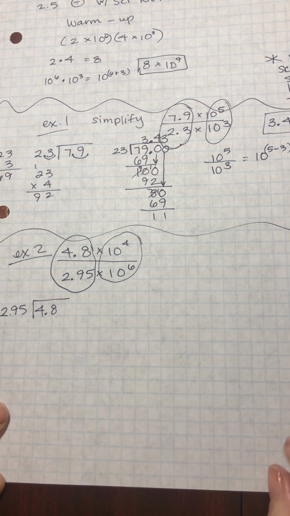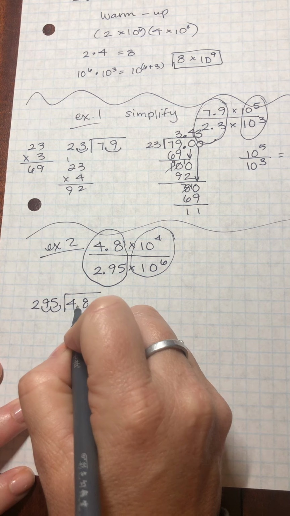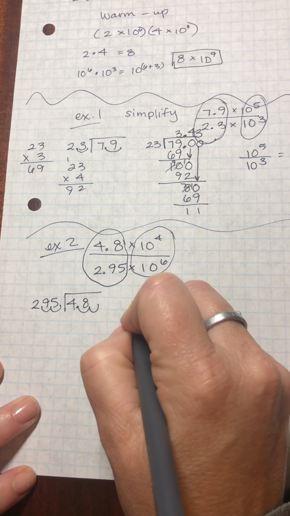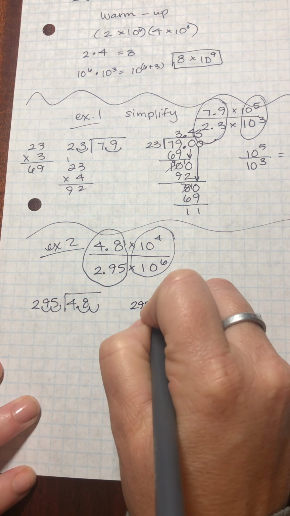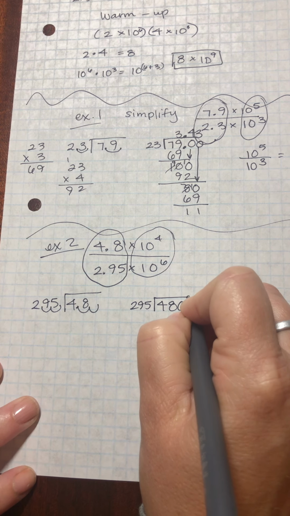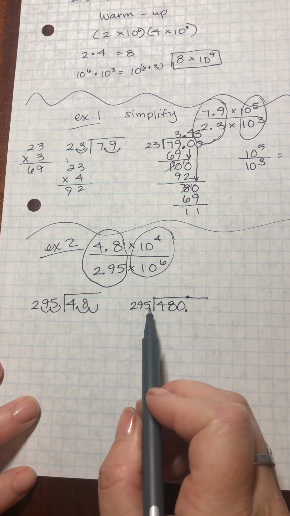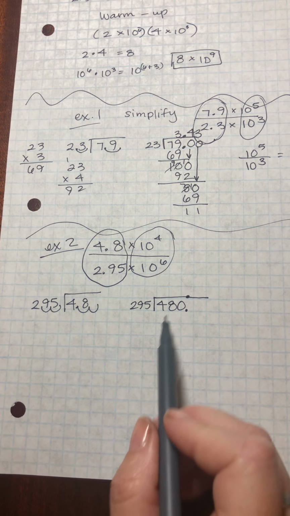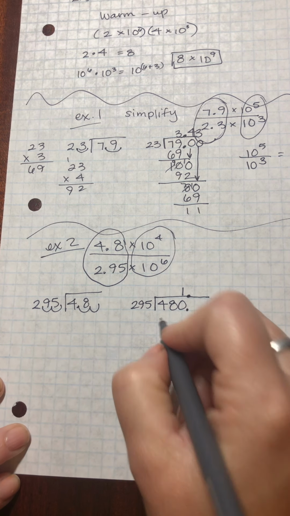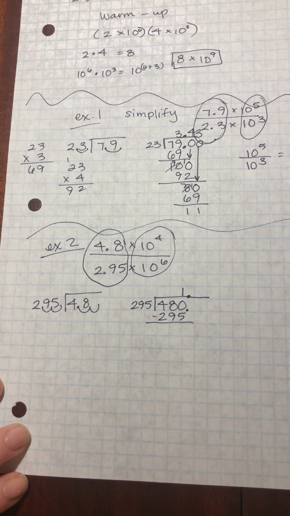Top number always goes inside. I still have a decimal problem. This time I have 2 on the outside, so I have to move it 2 spaces on the inside. When I clean that up, it looks like 295 into 480. I'm just going to throw in that decimal because I'm probably going to need it anyway. So 295 is pretty close to 300, and 300 is only going to go into 480 one time. Okay, so 295 is going to be my first to subtract.